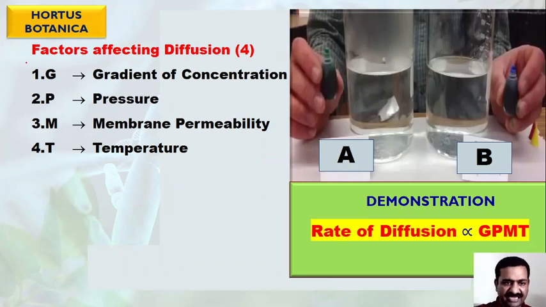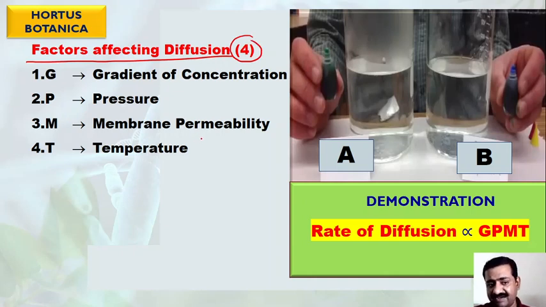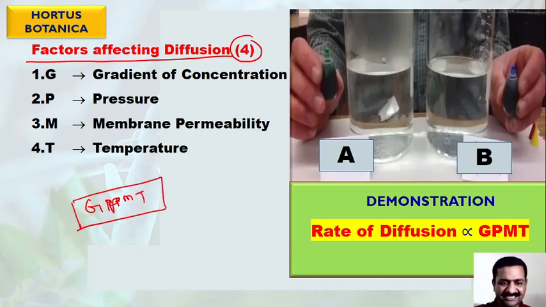Now, what are the factors which affect diffusion? Remember, we have 4 factors that will affect it, and I used to say, remember GPMT, Gujarat Pre-Medical Test. Just remember, a trick is there, GPMT. G is for gradient of concentration, whether it is low concentration or high concentration. Second, pressure will also influence, as well as temperature. Temperature is directly proportional to pressure, and vice versa. Similarly, membrane permeability, the nature of the membrane, will also affect diffusion.